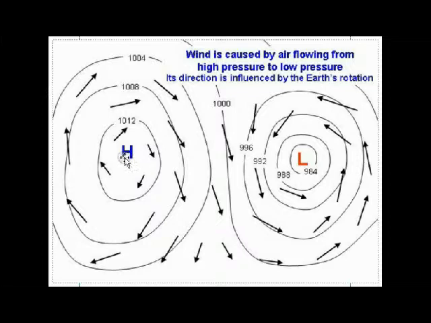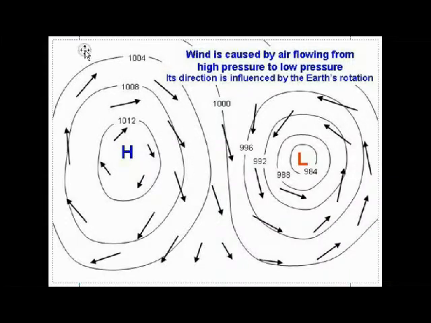So the pressure in this high is probably about 1015, and probably about 980 in the middle of the low. Now you'll notice that these arrows will be flowing in a clockwise direction around and away from the center of the high pressure. Also, you'll notice that they don't flow right along these lines of equal pressure.